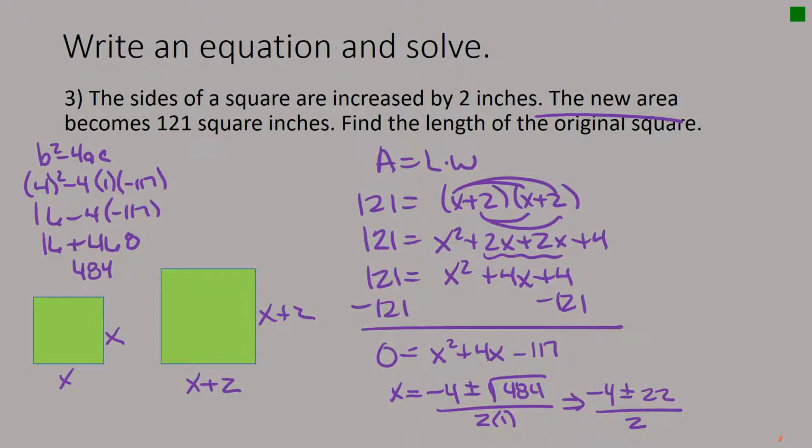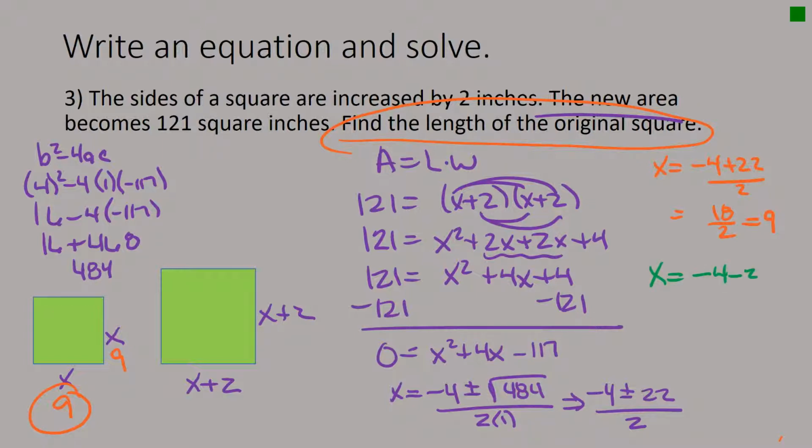So now, from there, I'm going to say x could be negative 4 plus 22 over 2, which is 18 over 2, which is 9. So that means x would be 9. So the length of the original square could be 9. What's my other option? x could be negative 4 minus 22 over 2, which is negative 26 over 2, negative 13. Again, doesn't give me an option. I can't have a measurement of negative 13.